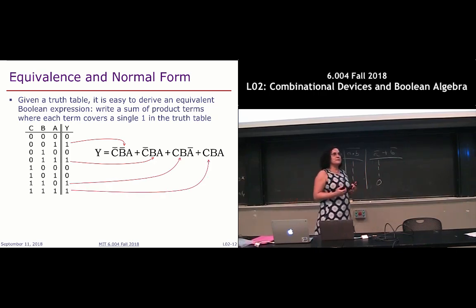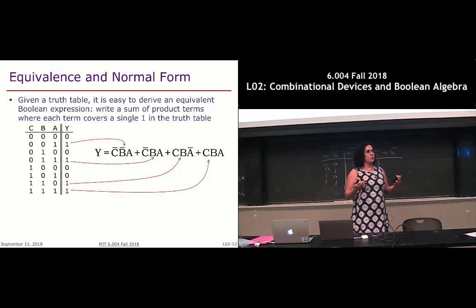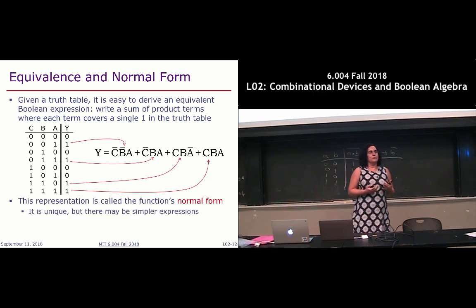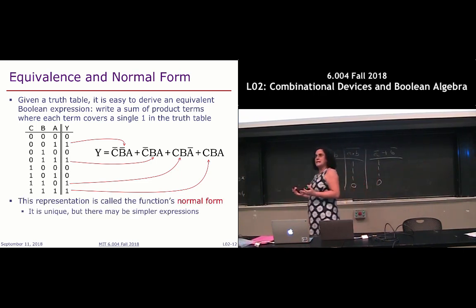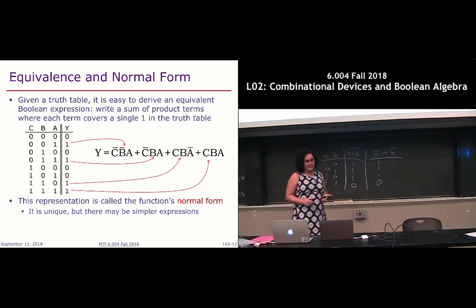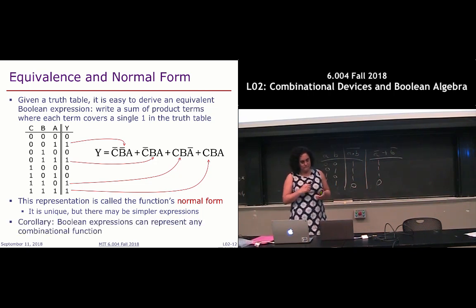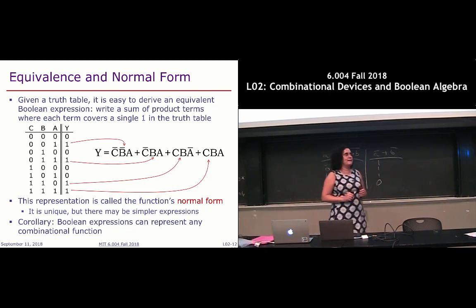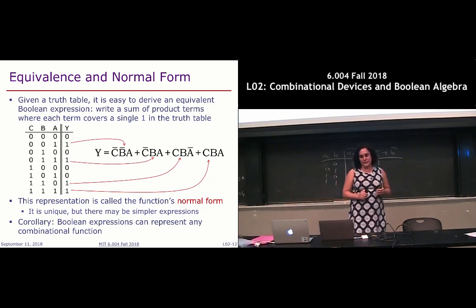And together, this is going to create what we call the normal form. What's nice about the normal form is that it's a unique representation using Boolean algebra of what it is that your function does. However, there are simpler ways of expressing the same functions, which we'll get to in a little bit. Okay, so we can use Boolean expressions as well as truth tables to express the functionality of any circuit.